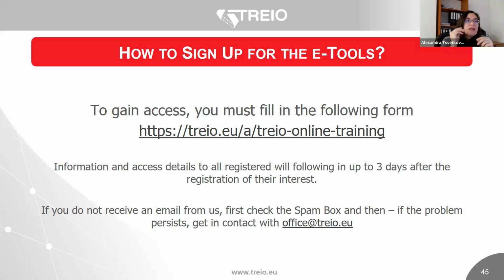Just check your spam box whether you have received our notification on the access details. And if you still cannot find it, you can always contact us at TREIO, office@treio.eu for further information and guidelines.